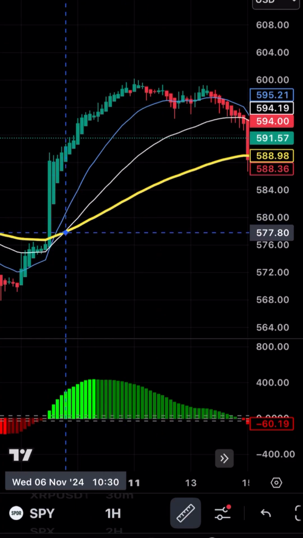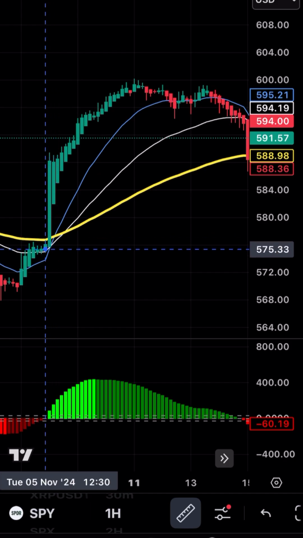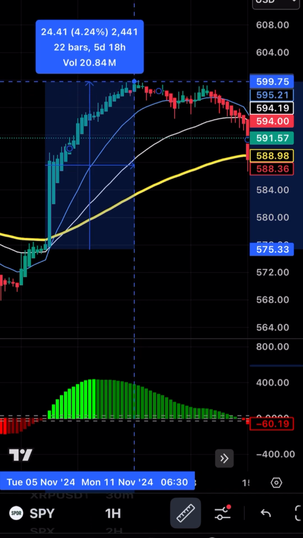We see it cross right here. You could have entered here. You see it also crossing up on the zero line. So right about here, ride it all the way to the top. This is a 5-day move, and you would have made some pretty good profit right here.